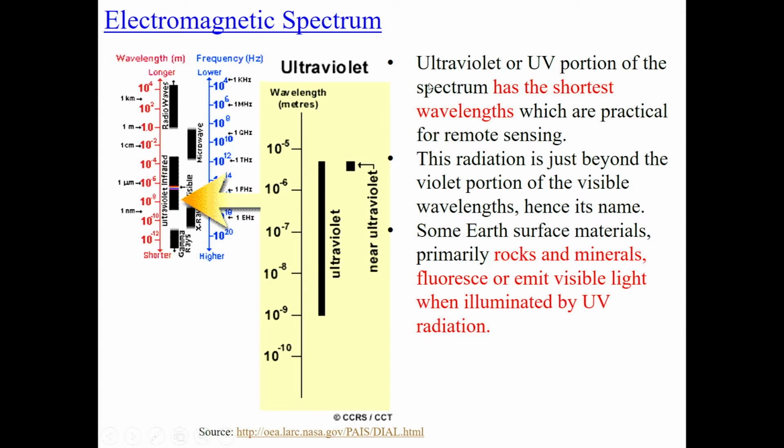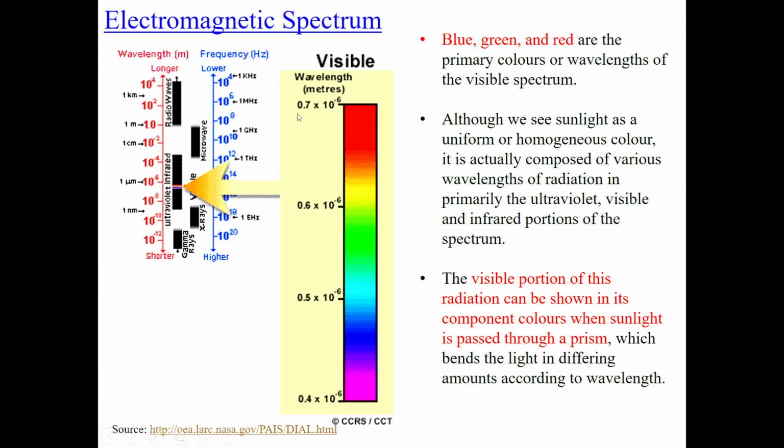The first one is called the ultraviolet wavelength. Here it has the shortest wavelength. This one is suitable for rock or mineral. Then the second one is visible light. Visible light means the human can see the color of the object, like red, blue, green. I think everyone knows about this. This is the wavelength remote sensing works on.